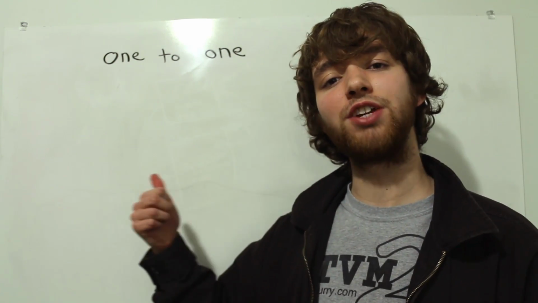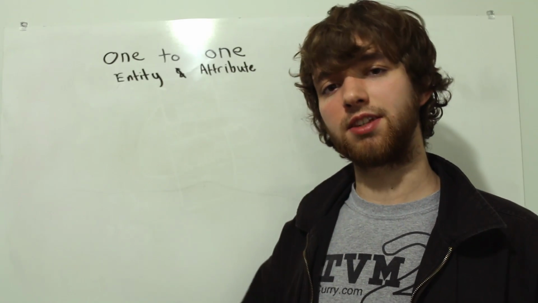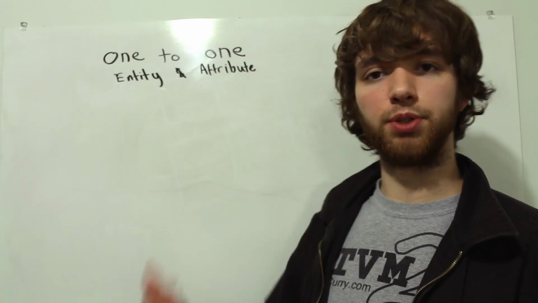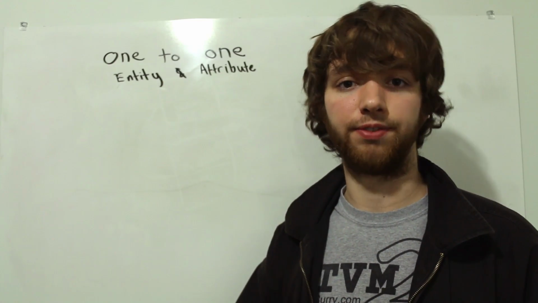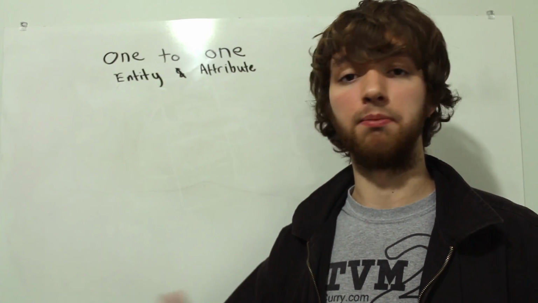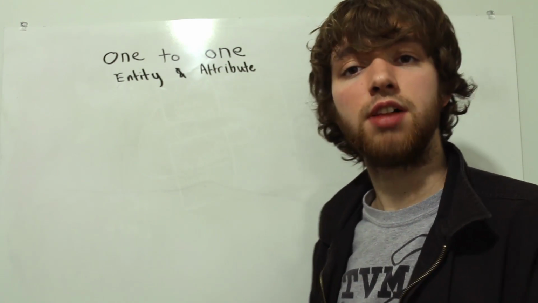One-to-one. This is the relationship of an entity and an attribute. So when you have an entity, such as a class, the attributes would be the time of the class and the location of the class, and the class name, the class ID. Stuff that is unique to that class.